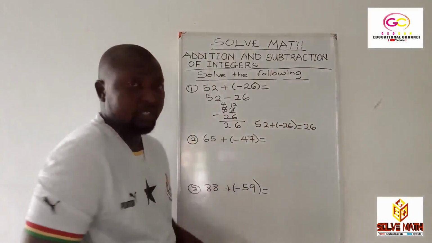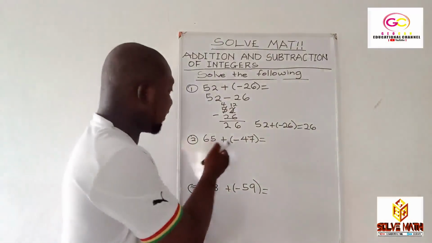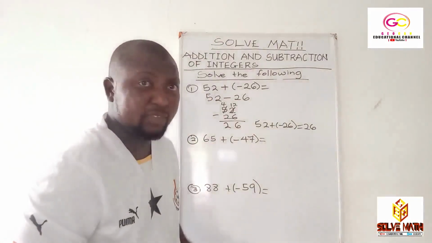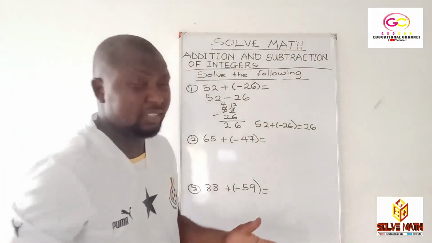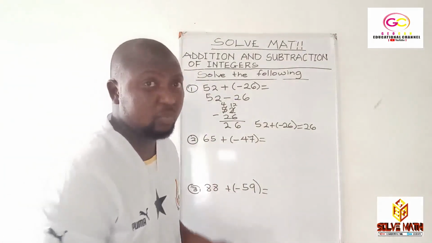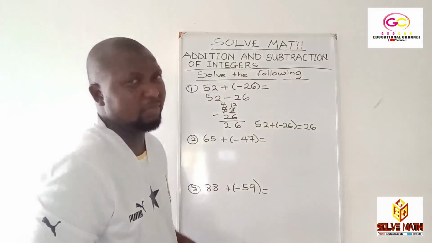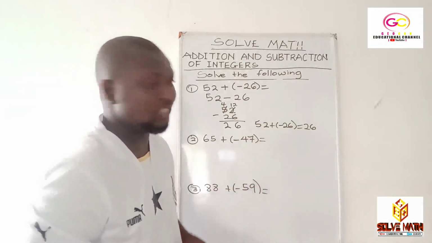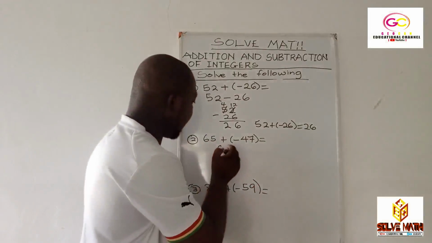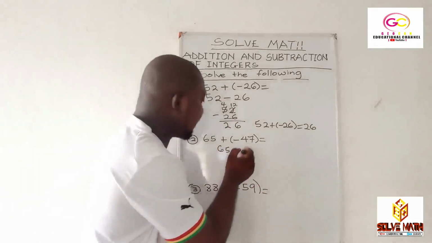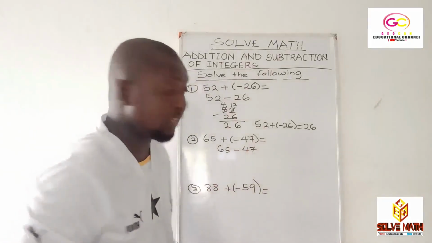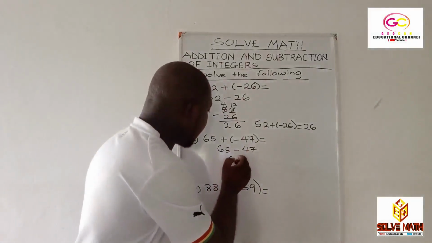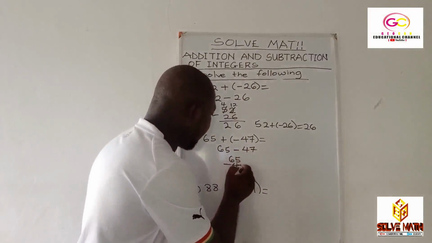Good. Now, let's look at today's question, which is 65 plus negative what? 47. Good. Negative number has power over positive number. So rewrite it so that it becomes easy. Math is interesting, isn't it? Good. So we have 65 minus 47. Let's solve it.